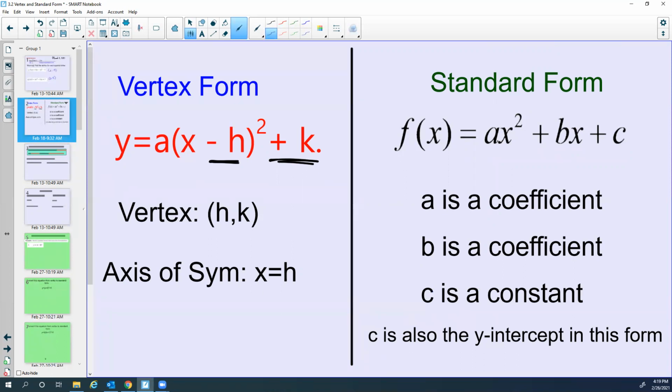Once you have your vertex, just like always, you can also then identify your axis of symmetry. You could even go further and identify your range and some of your other attributes as well.